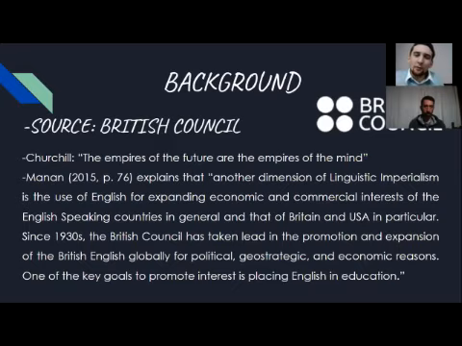Do you remember the phrase from Churchill, "The empires of the future are the empires of the mind"? Well, this is precisely what the British Council tries to do through material. Phillipson, in fact, says that another dimension of linguistic imperialism is the use of English for expanding economic and commercial interest of the English-speaking countries in general, and that of Britain and the USA in particular.